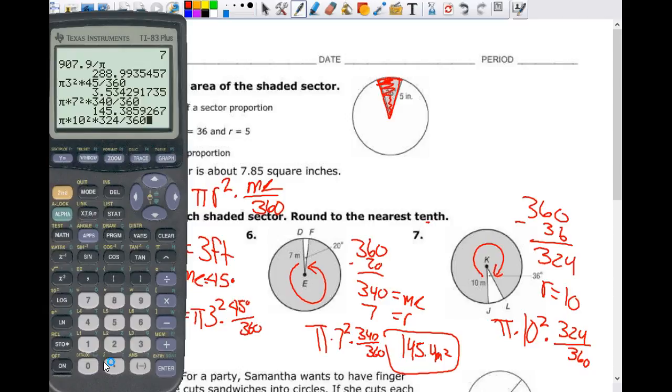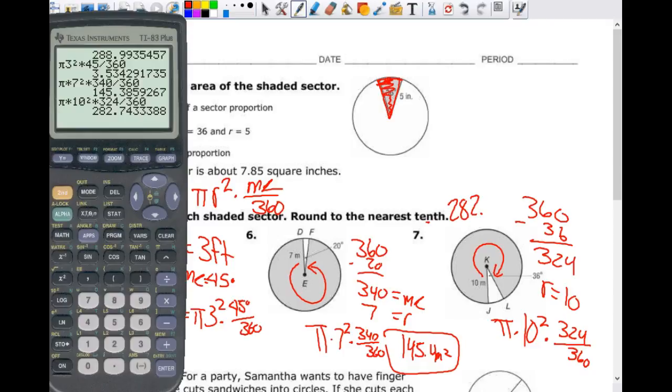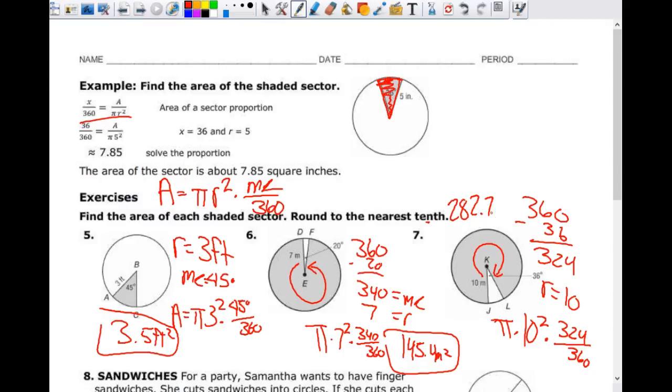Every time I turn my back, I'm hearing you giggle. 282.7. Okay. Brianna, that doesn't excuse your language.